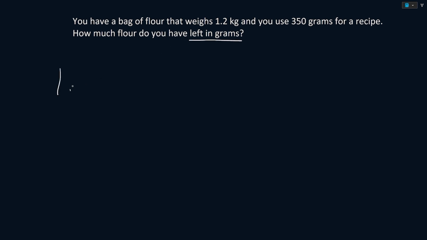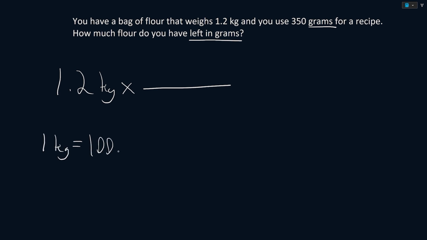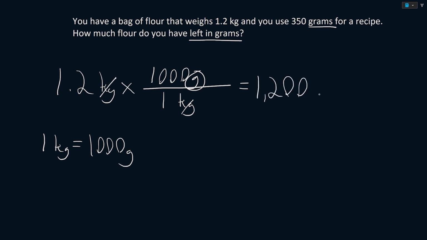To convert 1.2 kilograms into grams, we need to multiply through a conversion factor. We know that 1 kilogram is equal to 1,000 grams. So to convert kilograms to grams, we need to multiply through our conversion factor of 1,000 grams over 1 kilogram. Multiplying through this, the kilograms cancel and leave us with grams. Solving this, we get that 1.2 kilograms is equal to 1,200 grams.